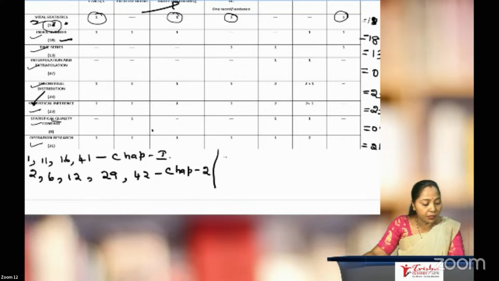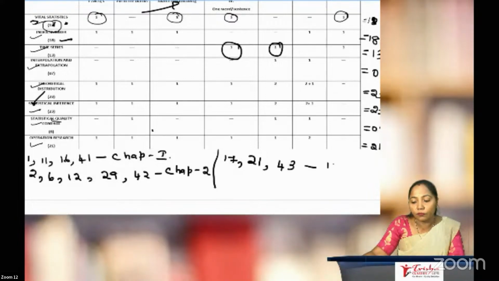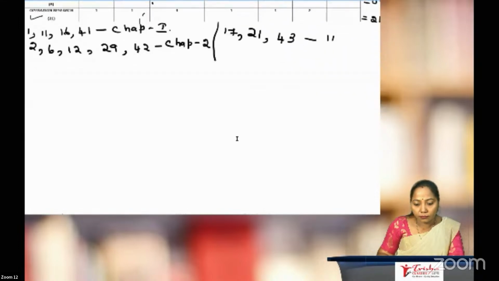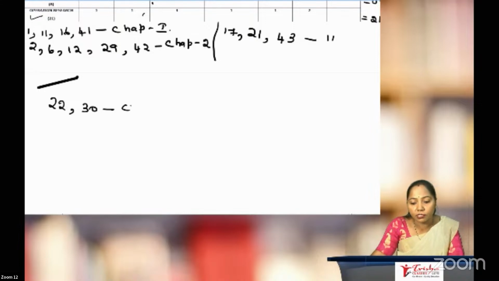Then we have time series, the third chapter. So question number 17, you can see the distribution. Question number 17, the first question under Roman number 4, for 1 mark. Question number 21, that is a 2-mark question, the first question under section B. And then question number 43. So that is from chapter 3, time series. Then we have chapter 4, interpolation and extrapolation. So question numbers would be question number 22 and question number 30 from chapter 4.